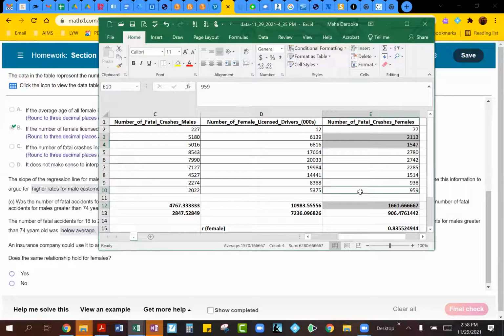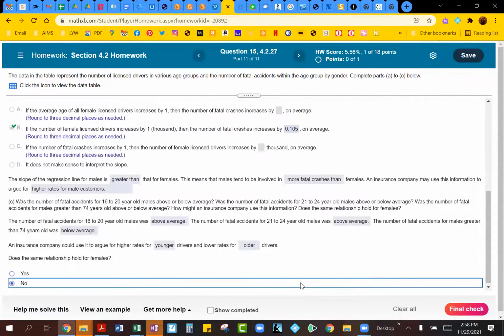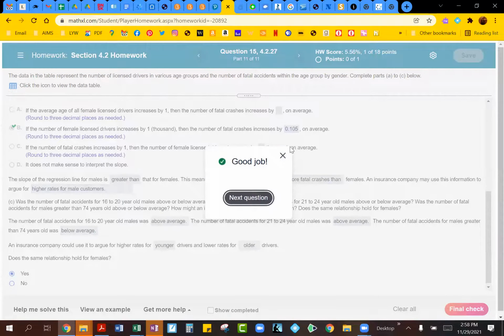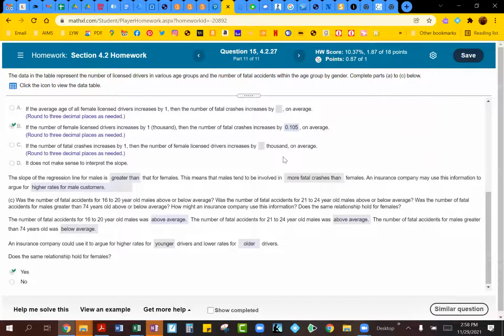One's above and one's below. Yeah, one is above and one is below. And then of course, for females greater than 74, you can see again they are below average because they're only at 959 instead of the 1661. But it's almost the same because the 16 to 20 group were having crashes which were above average. So in this case, we will actually say same. It does hold for the females.